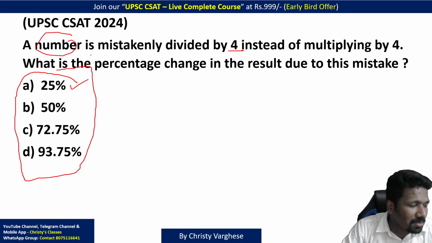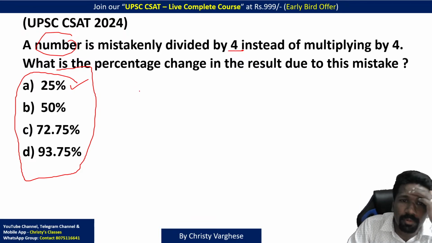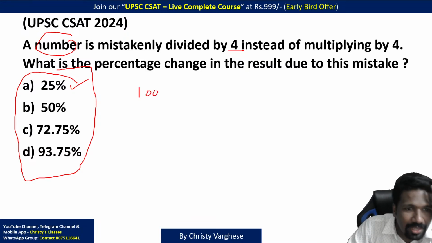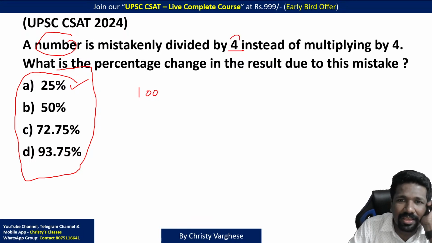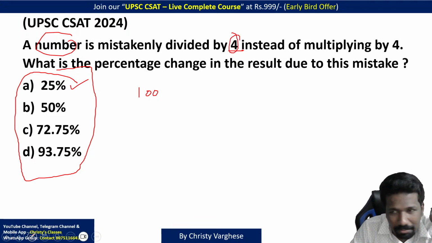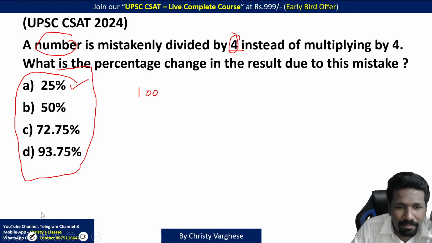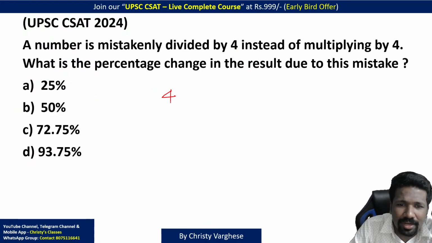A number is mistakenly divided. Take an example for it. You can take 100 as the number, but I will not take 100. I will take a simpler value, a value which can be easily divided by 4. 100 can be easily divided, but if you take a smaller value, that is even better.